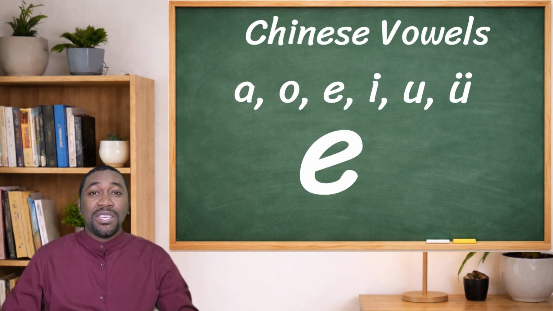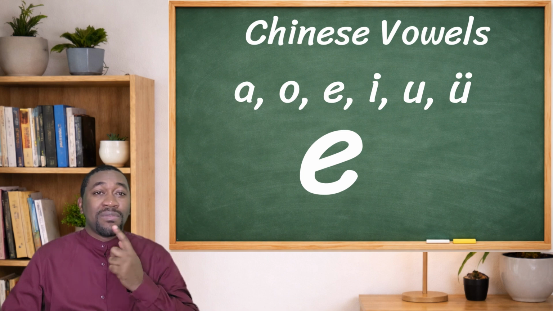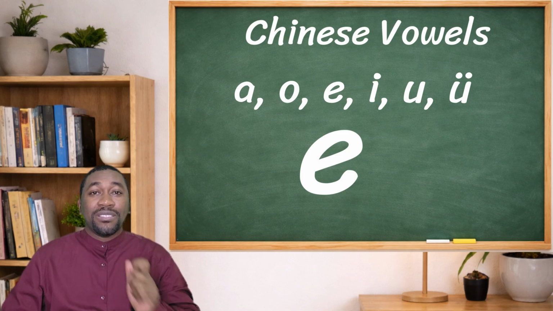Now, E is very important because that sound doesn't really exist in English. Now, you have to keep your mouth slightly open and your tongue slightly curled back. Let's give it a try. And for me, whenever I make this sound, this part of my mouth moves forward and then backward.